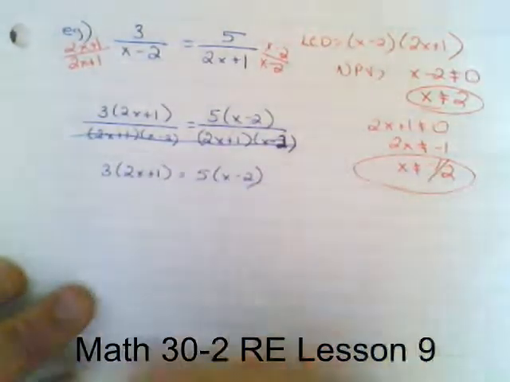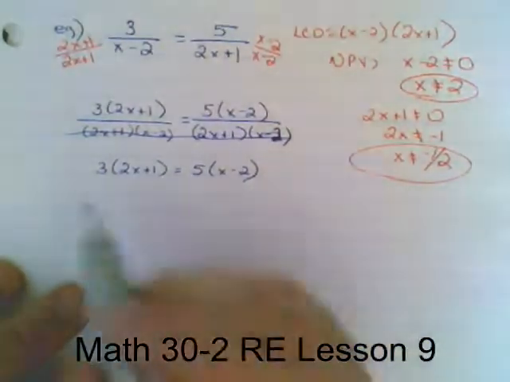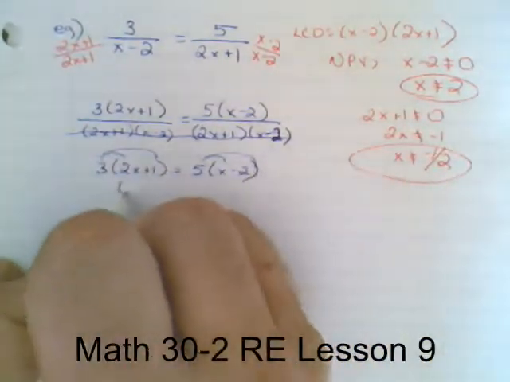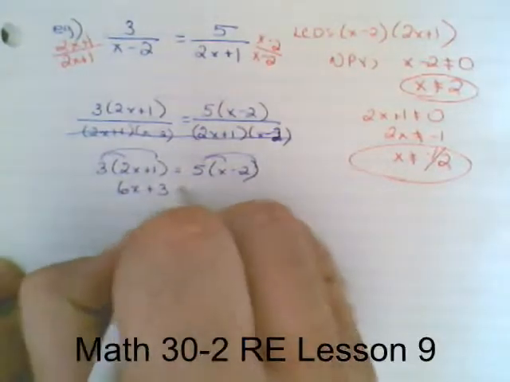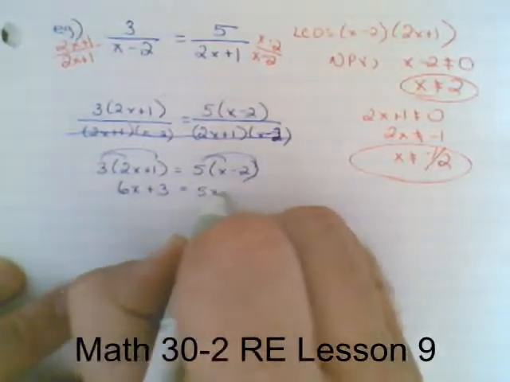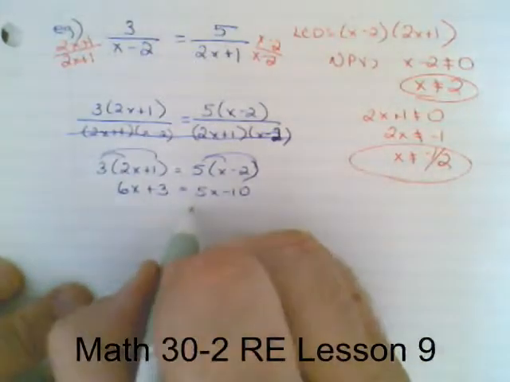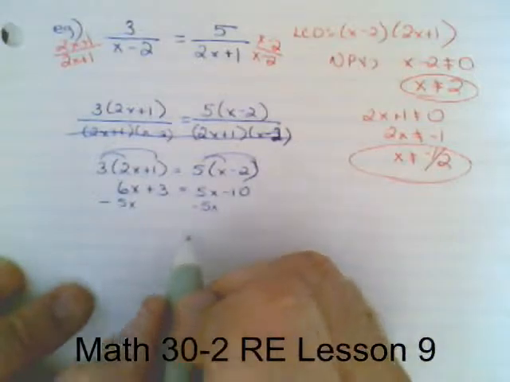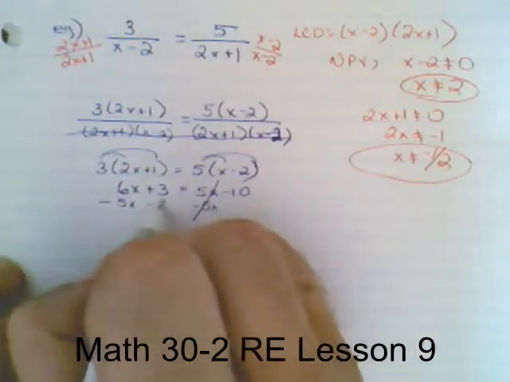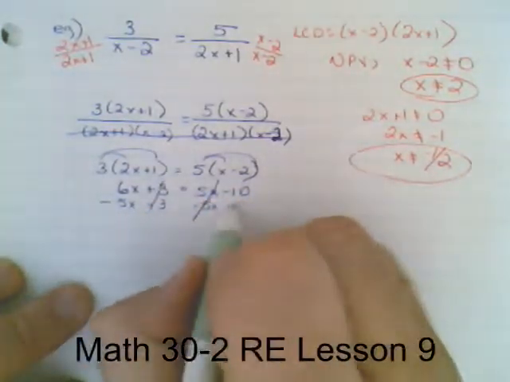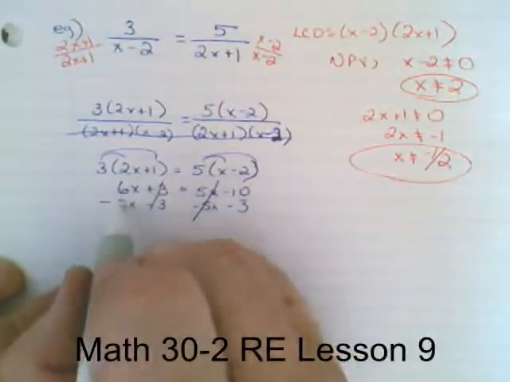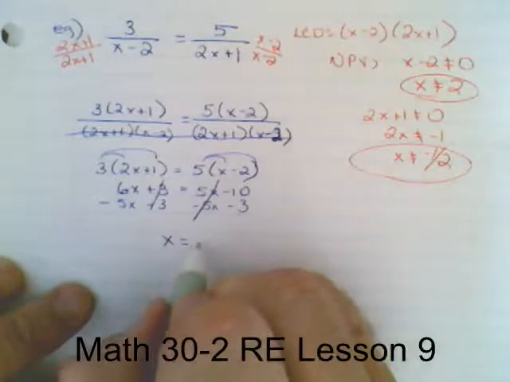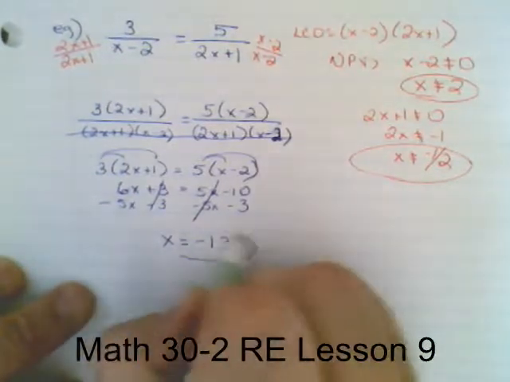minus 2. These I've been solving since grade 8 or 9. That 3 goes in, that 5 goes in. I'm going to end up with 6x plus 3 equals 5x minus 10. I'm going to subtract the 5x. I need to pick a side for the x's, so I'm going to put them on the left. That's gone. I'm going to subtract the 3. That's gone, but whatever I do to one side, I have to do to the other. 6x minus 5x is 1x. Negative 10 minus 3 is negative 13.